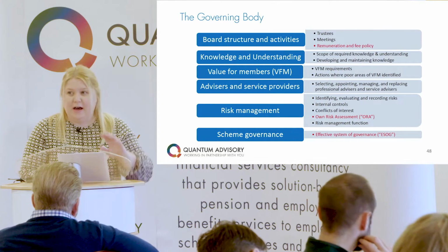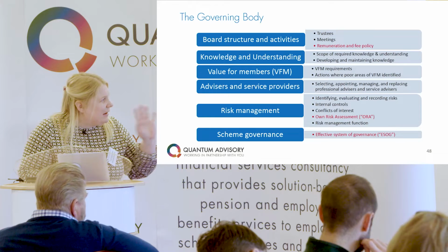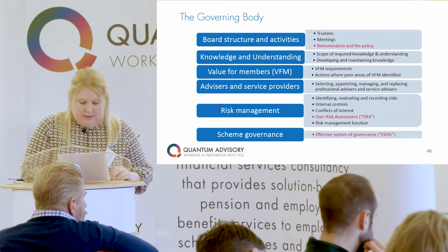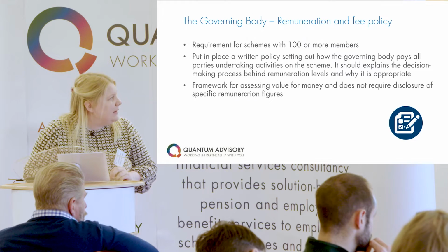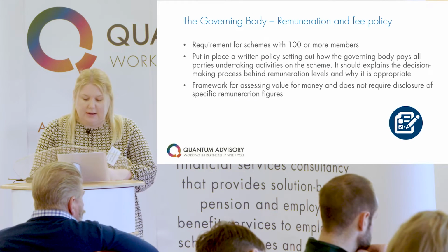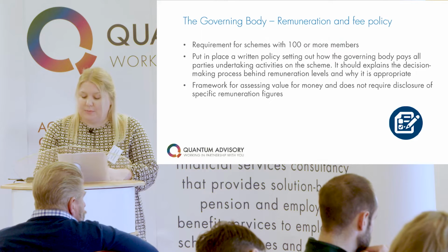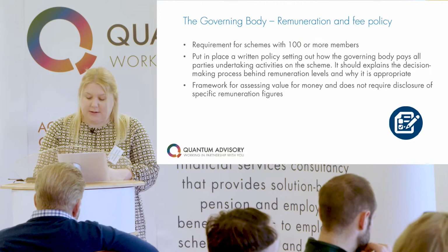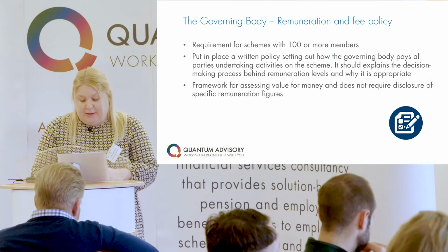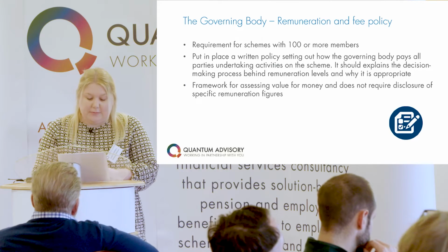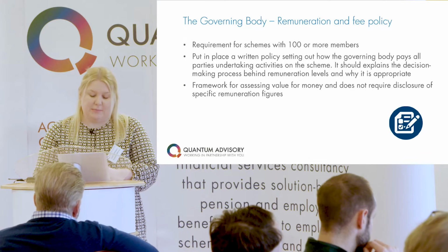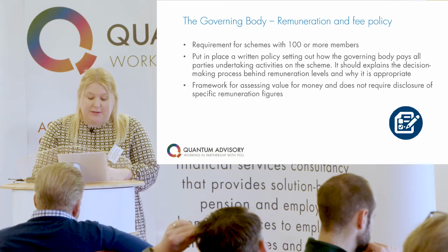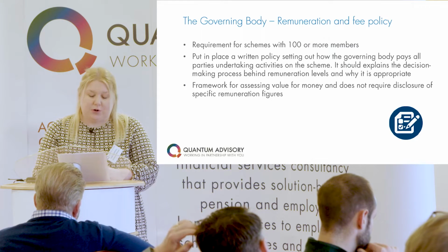So within this area, there's a lot to cover, and I'm going to focus on the 3 that I've put in red there, the new requirements. The first being the remuneration and fee policy. This is a new requirement for schemes with 100 members or more, but it excludes public service schemes and authorised master trusts. So the trustees that must comply prepare a written statement which explains the decision-making process behind remuneration levels for all parties involved with the scheme's activities and why that remuneration is appropriate.